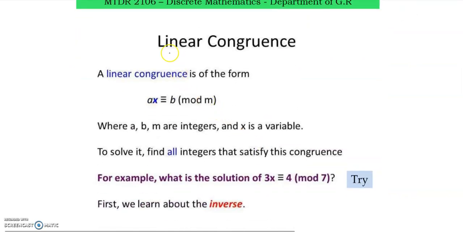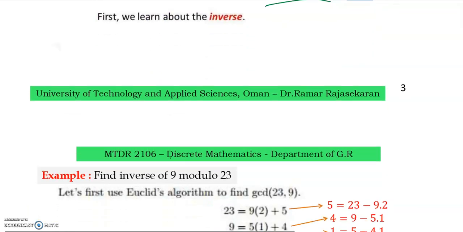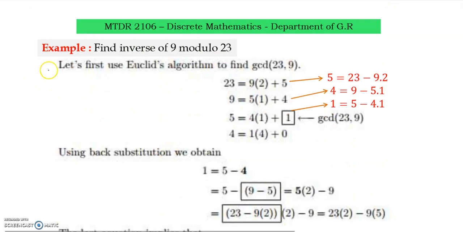Now, what is a linear congruence? A linear congruence is of the form AX congruent to B modulo M, where A, B and M are integers and X is a variable. To solve this linear congruence is to find all integers that satisfy it. For example, try to find the solution of this yourself. But first we learn about the inverse and how to find it. See this example.